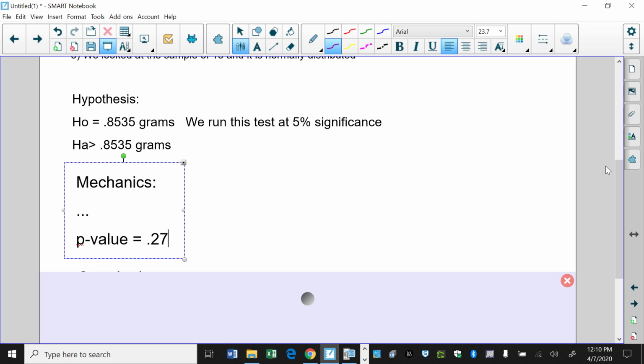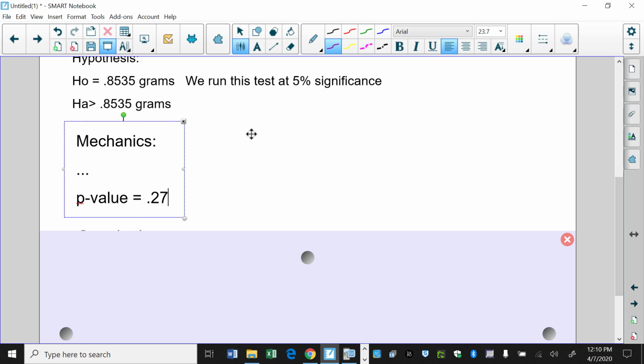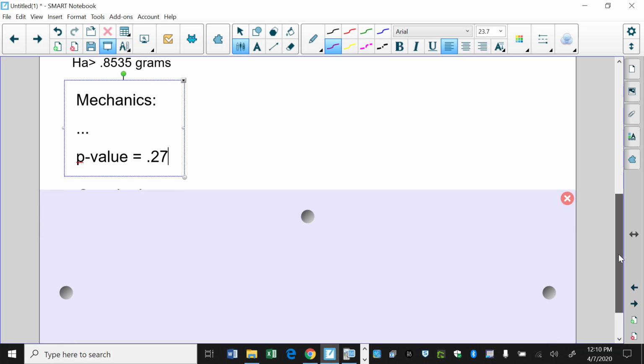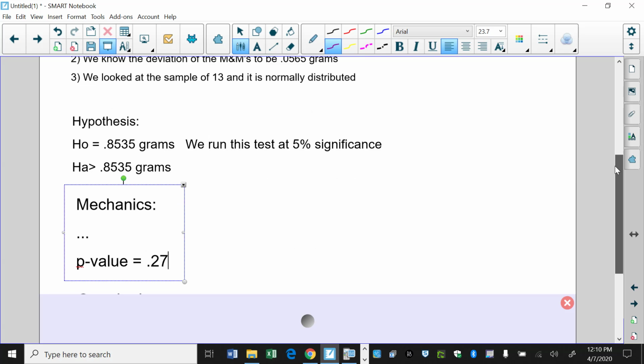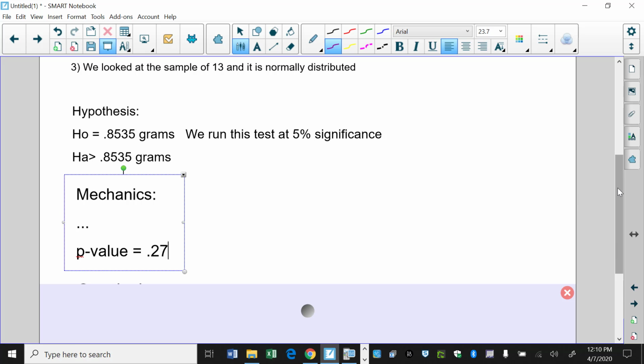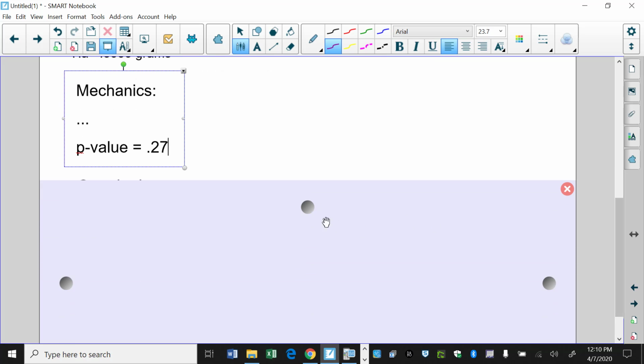And what that tells us again is the probability of this happening is about 27%. So even though our M&Ms were greater than the 0.8535, they weren't significantly greater. Anything less than 5%, we're going to define as significance, just like we did before. That's why we're running it at 5% significance. And here we got a p-value of 0.27.